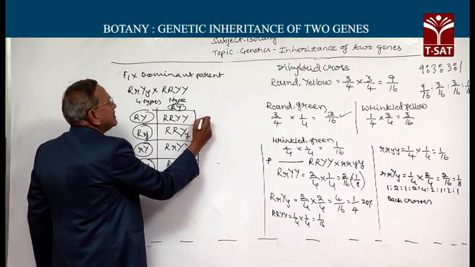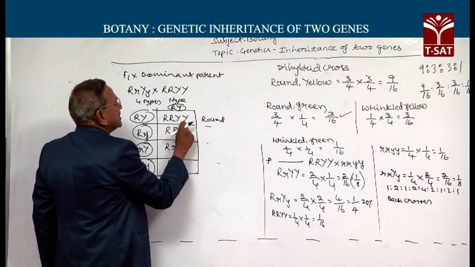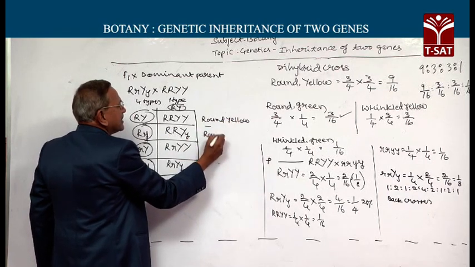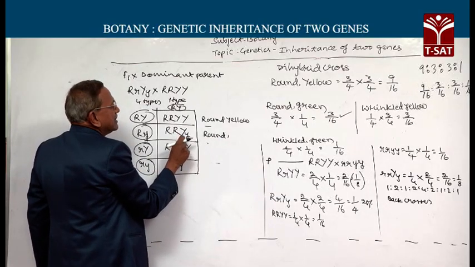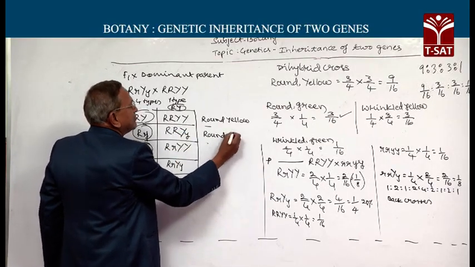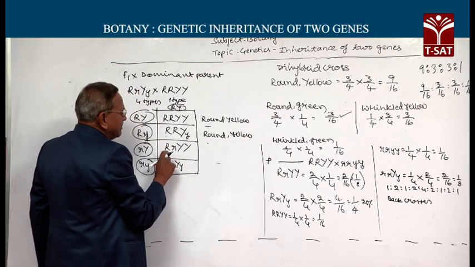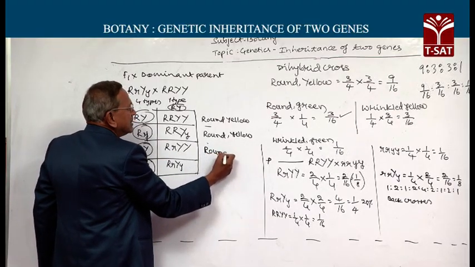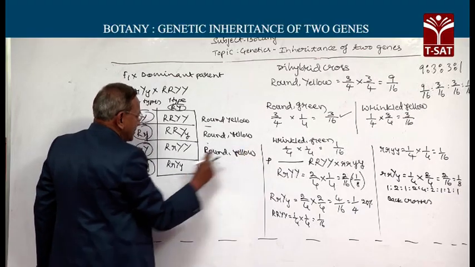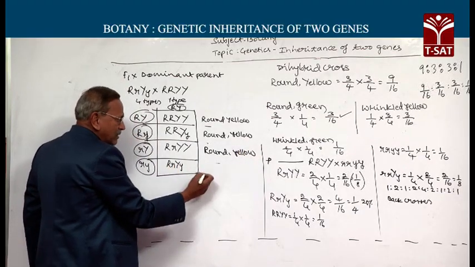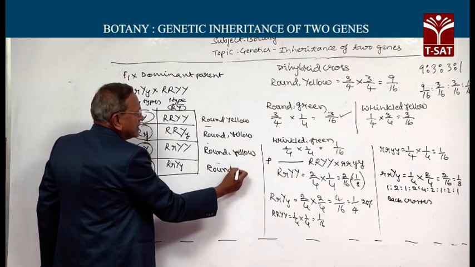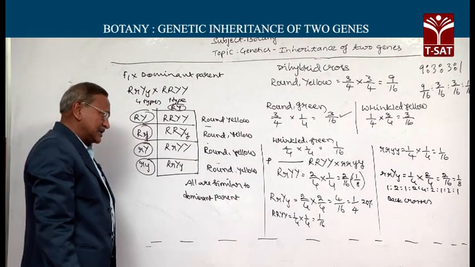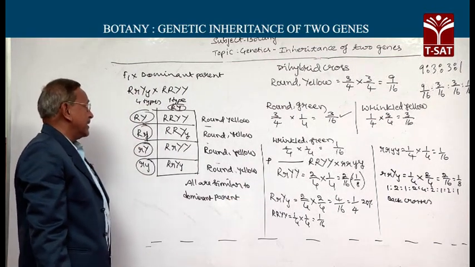This will be round, and because of this it will be yellow. It will be round, and because one gene is dominant, it will be again yellow. Round and yellow. Again it is round and yellow. Dominant parent. All are similar to the dominant parent.